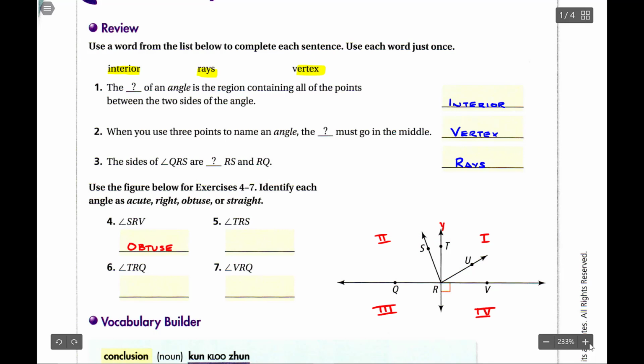Number 5, angle TRS. So here's TRS. That is clearly an acute angle. It's less than 90 degrees. Number 6, TRQ. So we're going to go from T to R to Q. This is an example where I was talking about how it's made up of the x-axis and the y-axis, so it has to be a right angle. And then angle VRQ is going to be a straight angle.